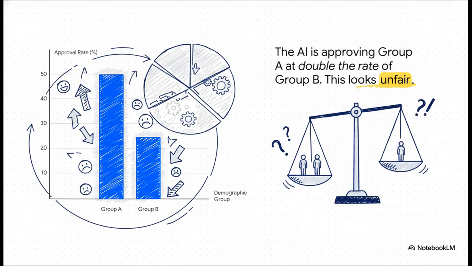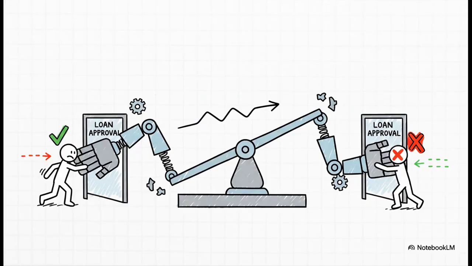And this is exactly the kind of problem demographic parity is trying to fix. You can see the AI is approving people from Group A at literally double the rate of Group B. At first glance, it doesn't look fair at all, does it? But, and this is a big but, here's the fatal flaw.